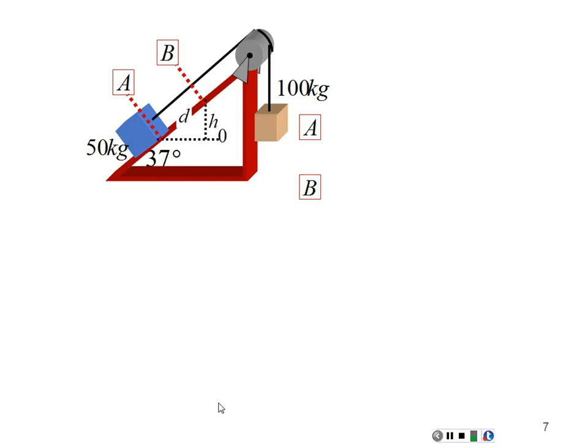Now we need to figure out what those other terms are. To help us out, let's find how high we go from point A to point B for mass 1. We're looking at that triangle. Hypotenuse of that triangle is D, and H is equal to D sine angle theta, which is 37 degrees.